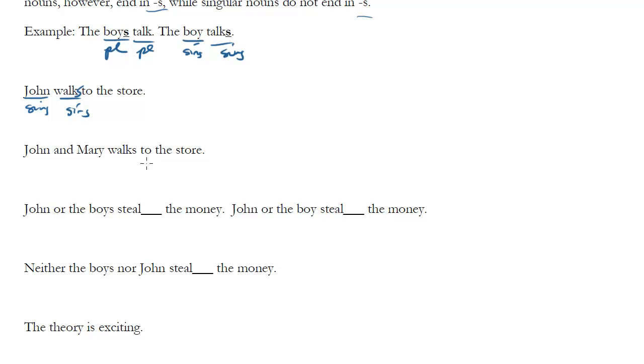How about the next one? John and Mary walks to the store. So here we've got what's called a compound subject. We've got two things connected with an and. That makes it plural. Even though, again, it's two people, they're acting as two, so it's going to be plural. John and Mary walks to the store. Well, wait a minute. No, it's plural. So this is going to just be John and Mary walk to the store.